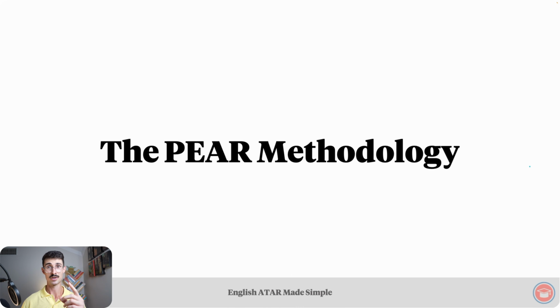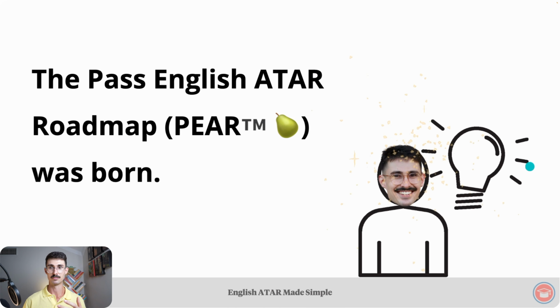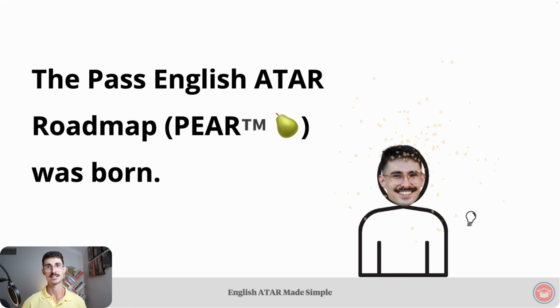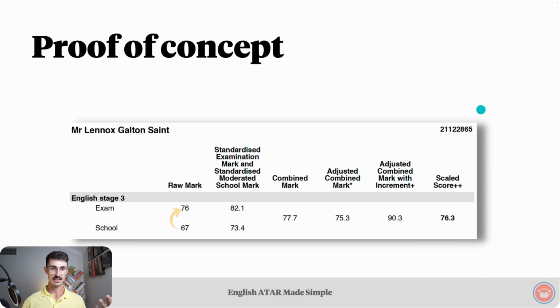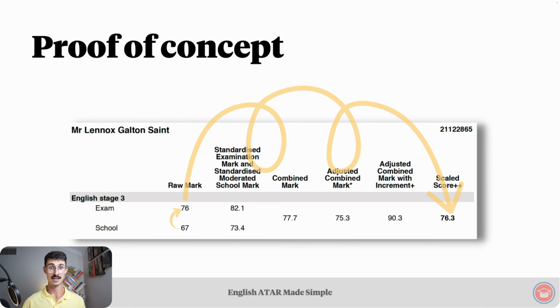And then 1 month before my WACE exam, I had a light bulb moment and created the Pass English ATAR roadmap. The PEAR helped me go from 67% in my school mark to 76% in my WACE exam to 76.3% for my overall English ATAR score. And by the way, this is a screenshot of a snippet of my ATAR report. So at the end of this year, you'll be getting a report that has something similar.